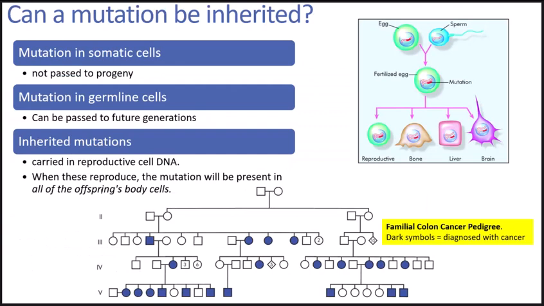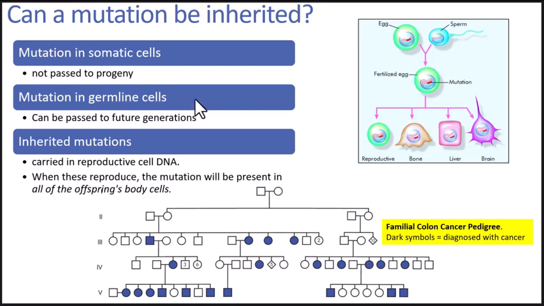Can a mutation be inherited? Well, it really depends on where that mutation is. If the mutation is in a somatic cell, so your body cells, then it cannot be passed on to your offspring or progeny. Mutations in the germline, though, can be passed on to future generations. So we're referring to your gamete cells.